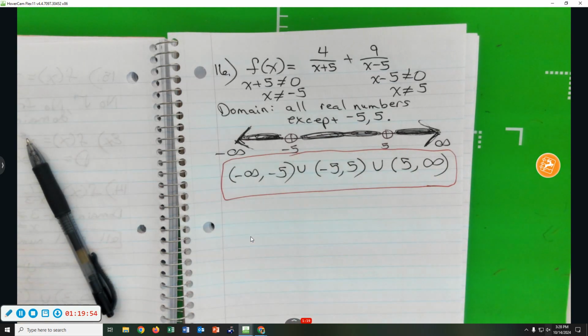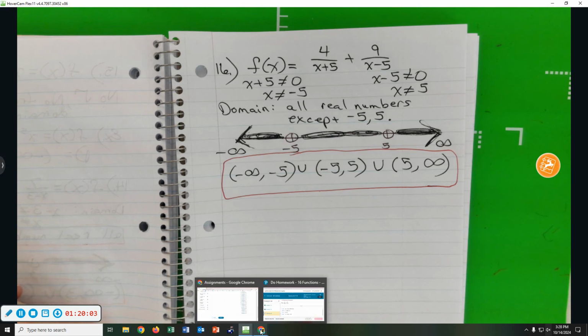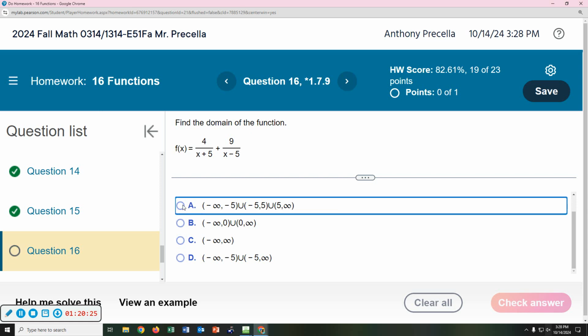This is a multiple choice. So all of that means every number on the number line except -5 and 5. Let's see. A is for every number except -5 and 5. B is just every number except 0. What's C saying? All real numbers. What's D saying? Every number except for just -5. I think the only one that has 3 intervals has to be A.